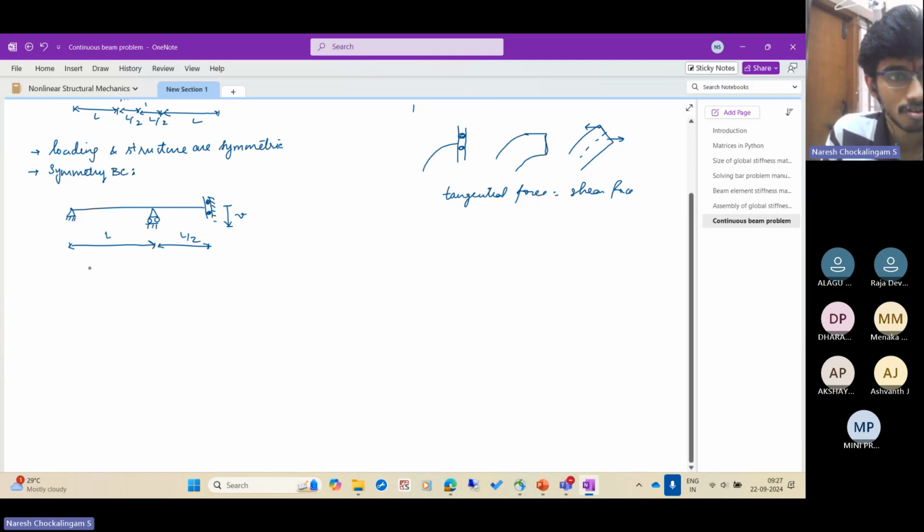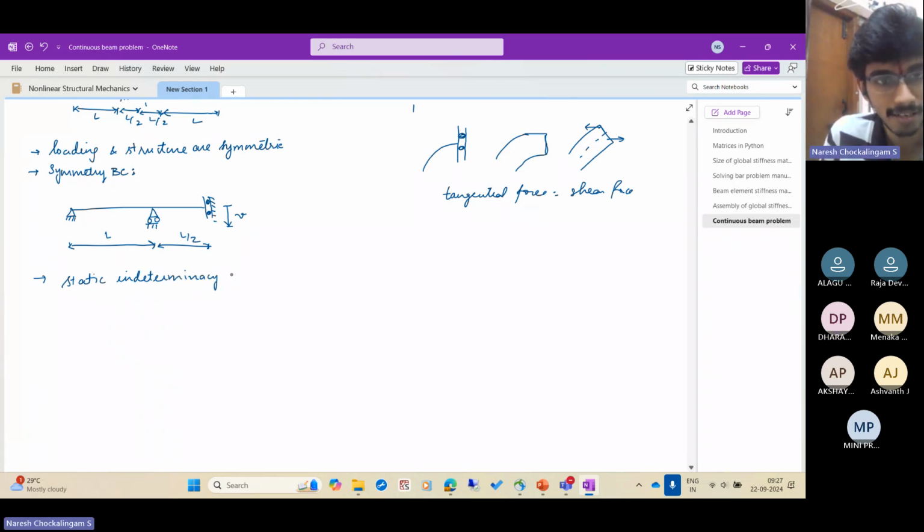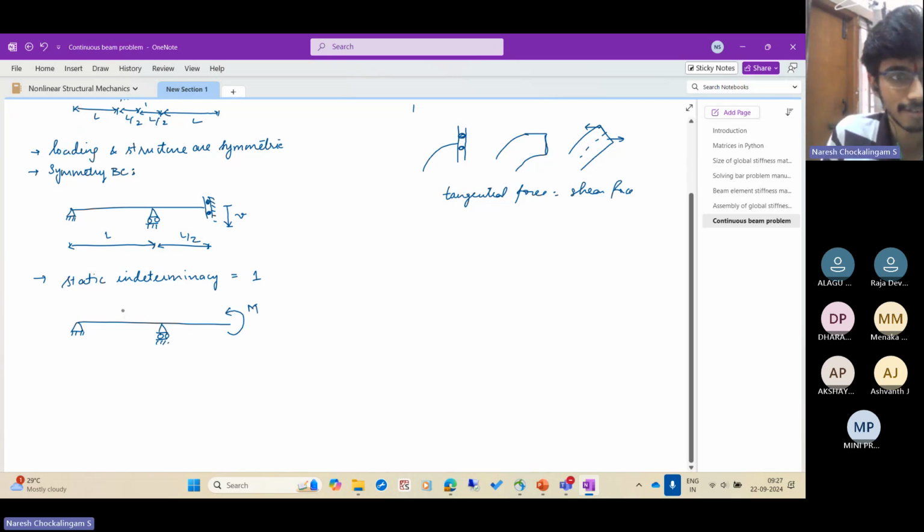Right? So what is the static indeterminacy of the structure? Is it statically determinate? Indeterminate by 1 degree, yes. So static indeterminacy is 1. So you can choose anything as a redundant. Let me choose the moment here as a redundant. So I can think of it as an overhanging beam with an applied moment, redundant moment M. Okay, so this is fine.